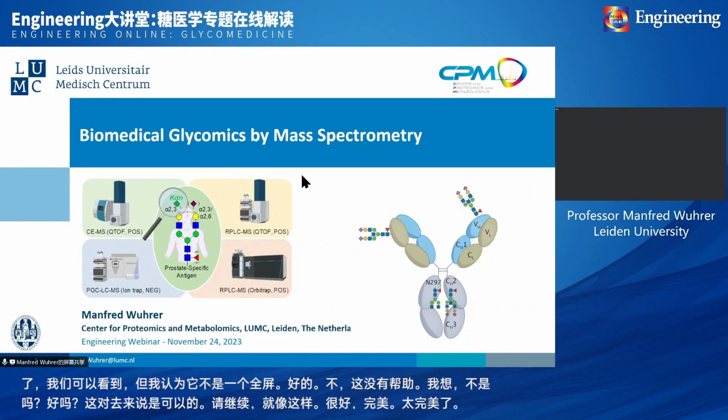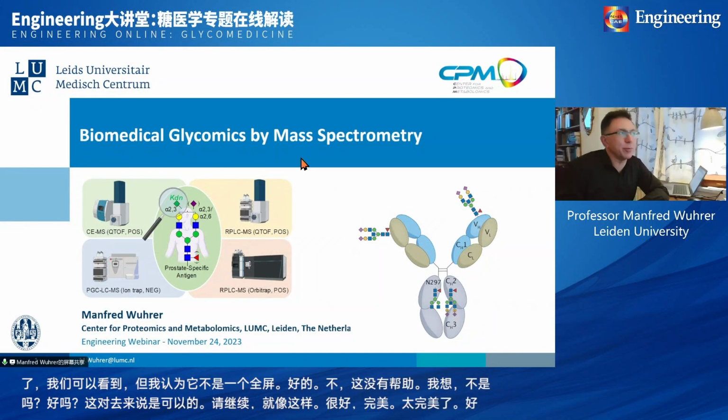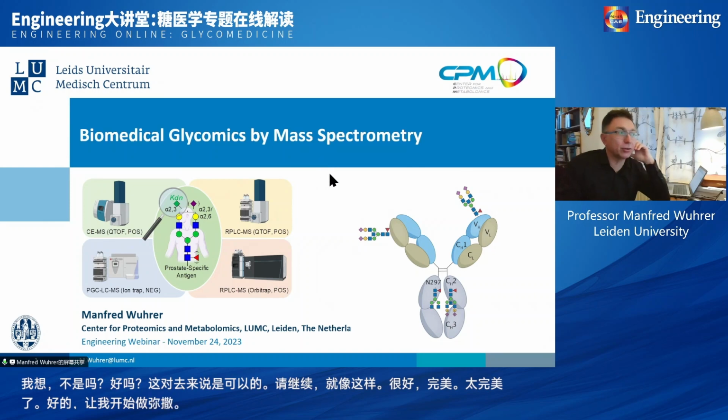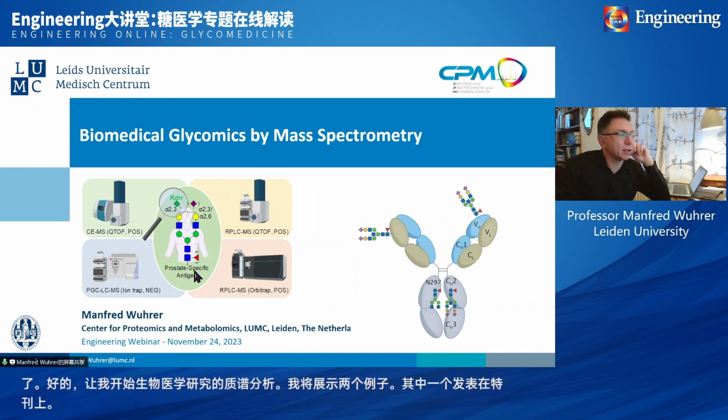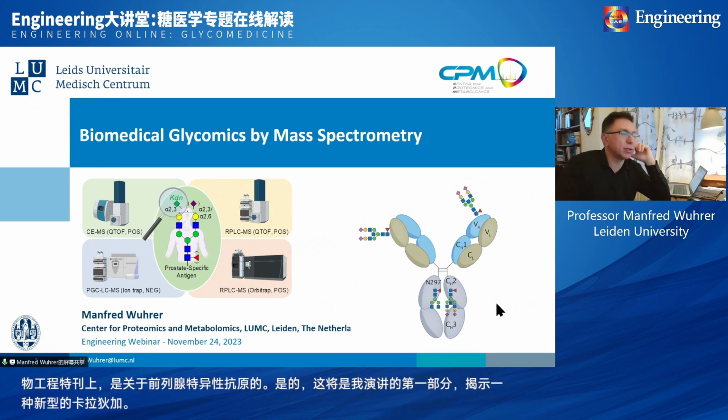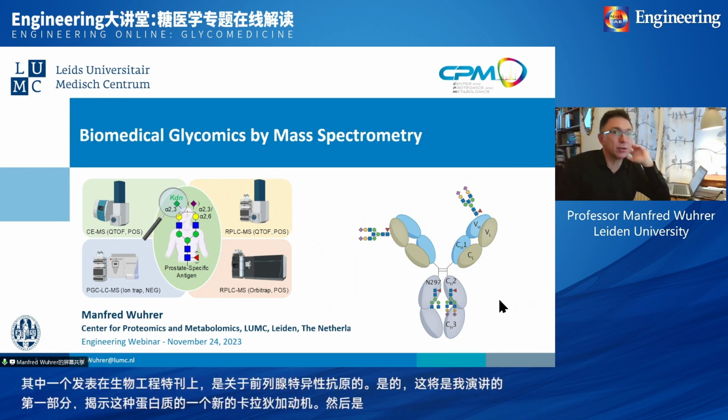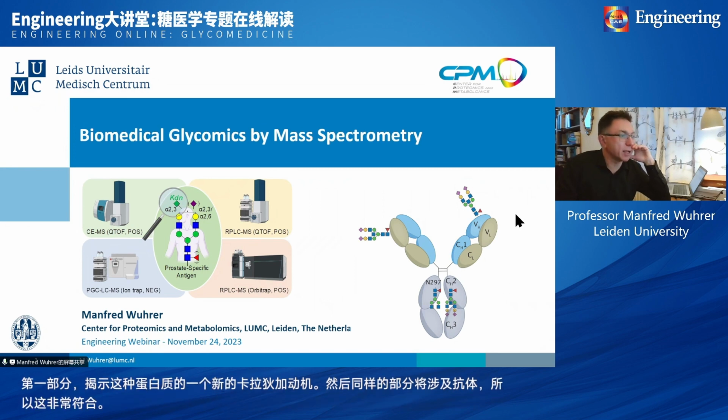Okay, so let me get started on mass spectrometry for biomedical research, and I will show two examples. One of them was published in the special issue in Bioengineering, and that's on prostate-specific antigen. That's going to be the first part of my talk, revealing a novel glycosylation motif on this protein, and then the second part will touch on antibodies. This is very much in line with what Gordon just presented, looking at antibodies in COVID-19 infection.